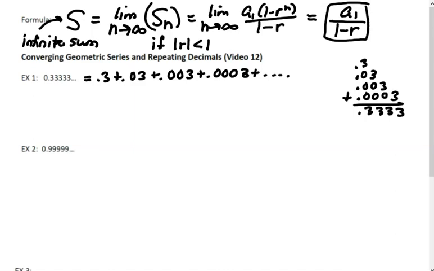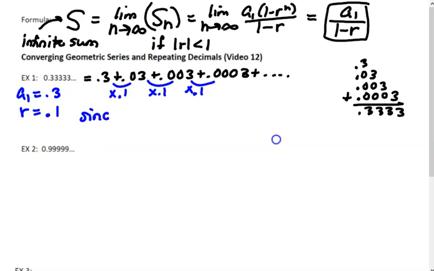So this is an infinite geometric series because you'll notice as we go from one term to the other, all we're doing is multiplying by 0.1. If you multiply 0.3 times 0.1, you get 0.03. And if you multiply that by 0.1, you get 0.003. And then times 0.1 again, 0.0003, etc. So we have a situation here where a sub 1 is 0.3 and r is 0.1. And since the absolute value of 0.1 is less than 1, we have a converging geometric series.